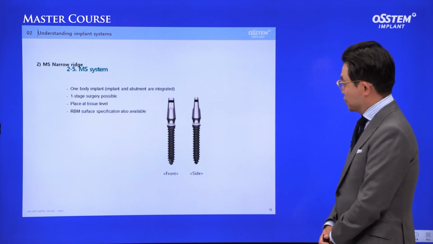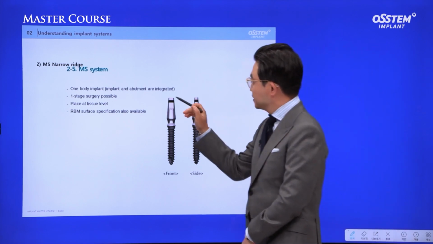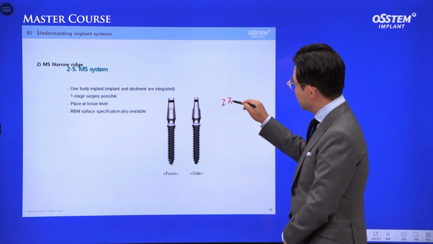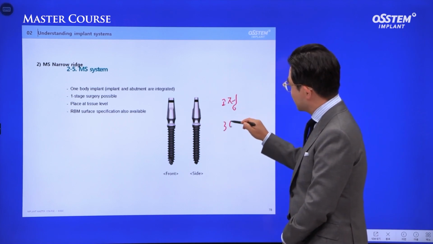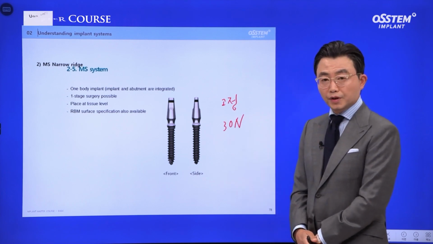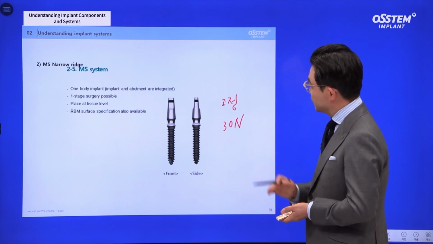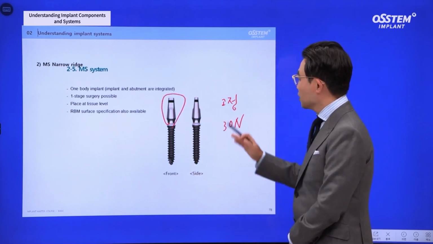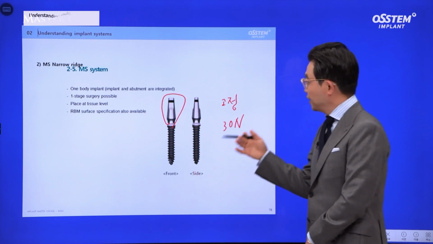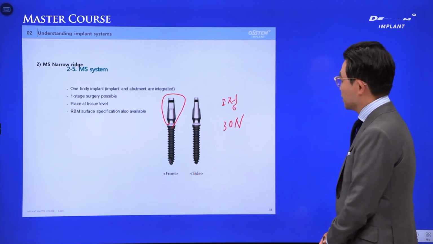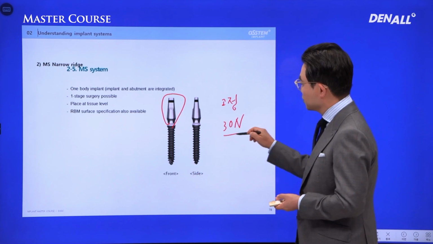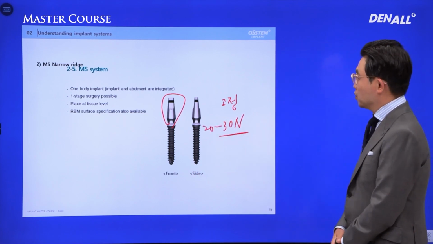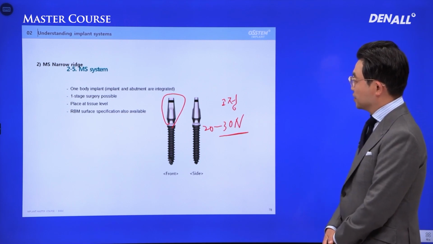Now, it can only do one-stage surgery, and for the MS implant, when you place it, the most important thing is stability. You have to have at least 30 newtons of stability, because in the MS system, an immediate temporary is placed on the same day. But if the stability force is low, then you cannot do immediate placement. So when you do placement, 20 to 30 newtons is something that you need to surgically secure.